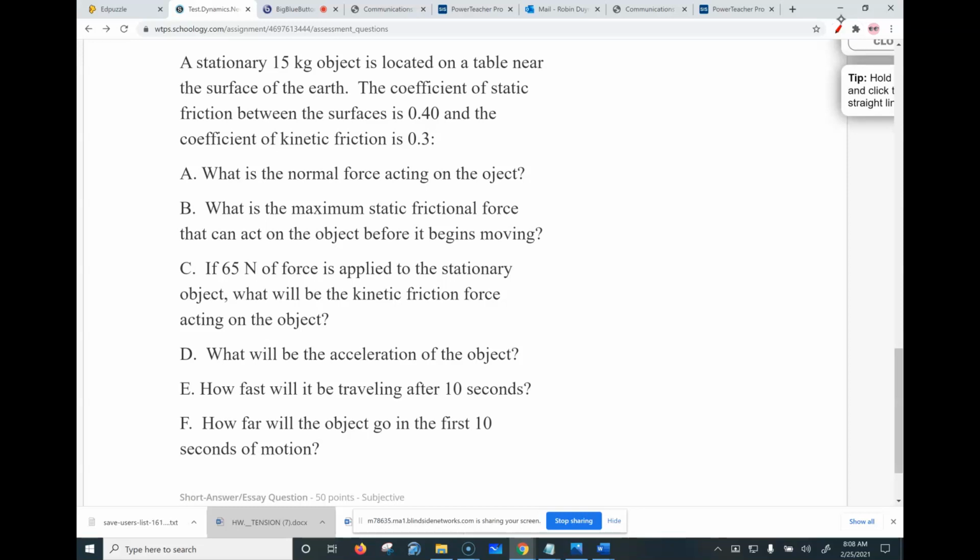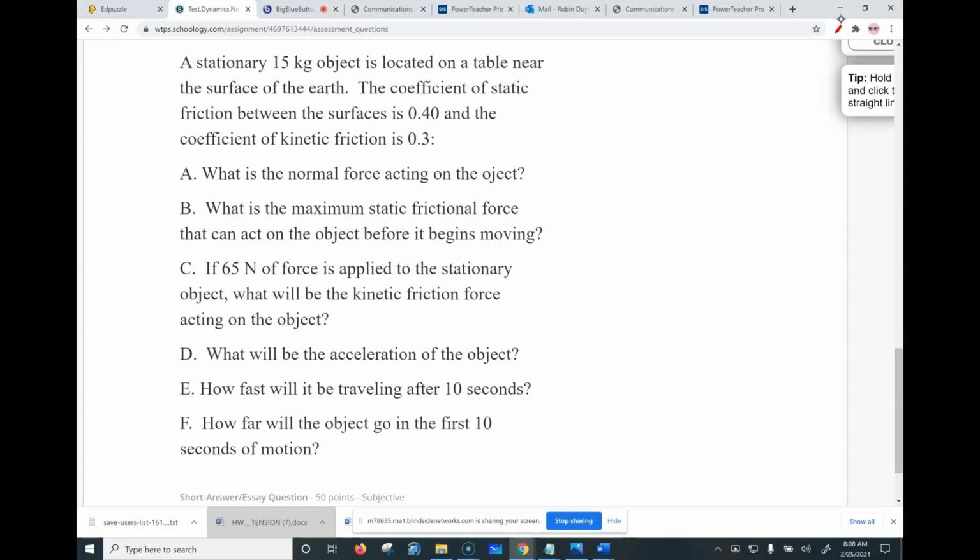Here we go. We have a stationary 15-kilogram object located on a table near the surface of the Earth. The coefficient of static friction between the surfaces is 0.4, and the coefficient of kinetic friction is 0.3. So we've talked about the difference between static friction and kinetic friction. Static friction is that frictional coefficient that occurs when you're trying to start to get an object to move.